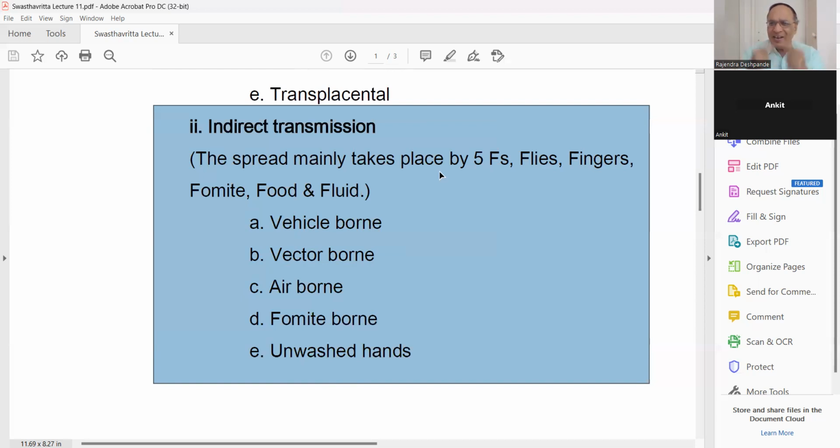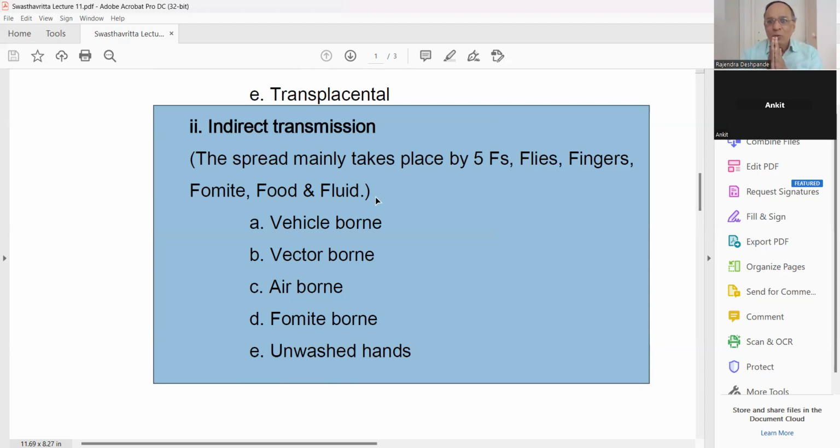Write down quick, direct and indirect. Then indirect, you write down 5F. Please write down 5F. Remember 5F. What are the flies? You know flies. Fingers, unclean fingers, vomit, vomiting. Food and fluid. So these are the indirect ways of getting the infection from one person to another.